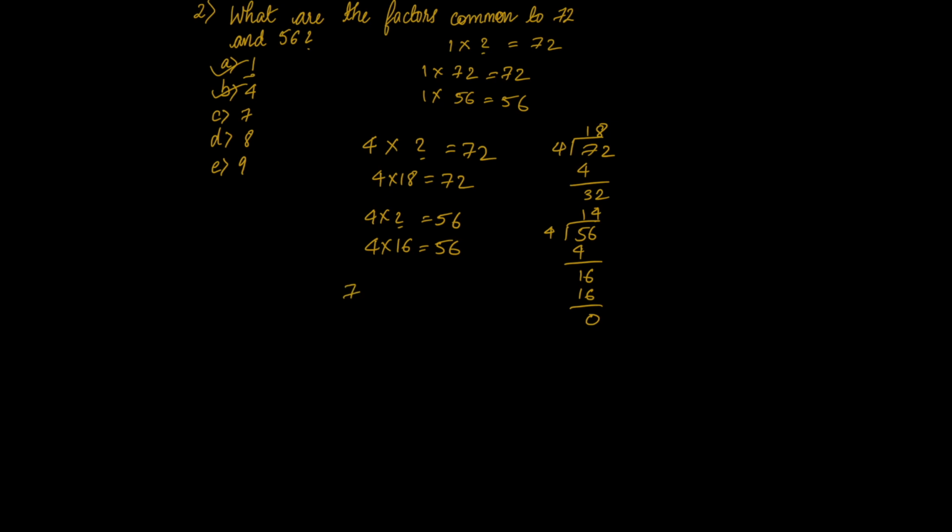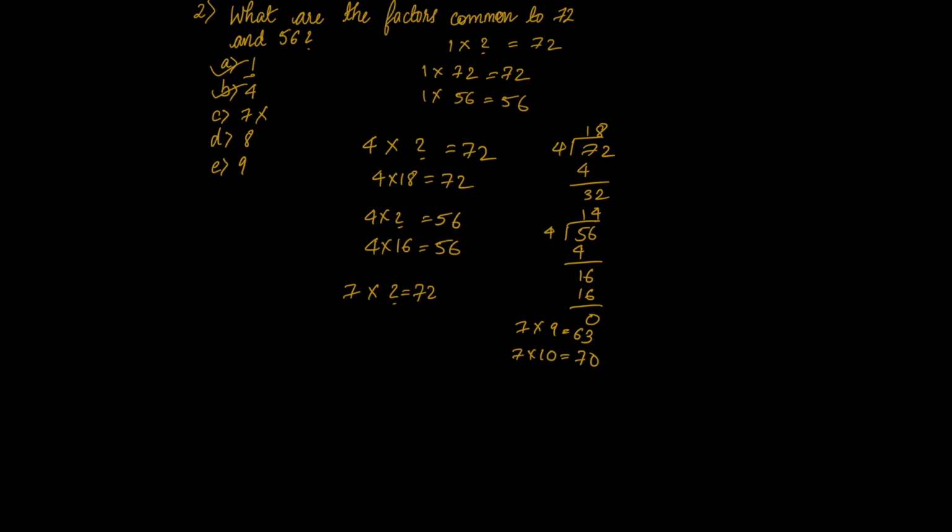Now, can you multiply 7 by something to give you 72? Well, 7 multiplied by 9 gives you 63, while 7 multiplied by 10 gives you 70. So no, there is no number you can multiply by 7 to get you to 72. So it's not a common factor of both 72 and 56.